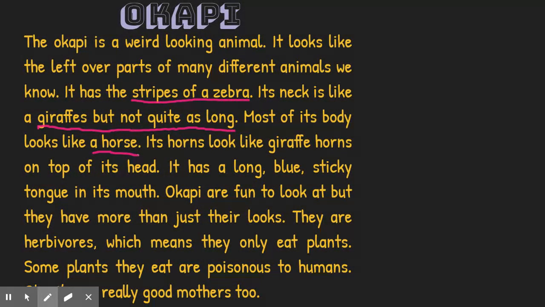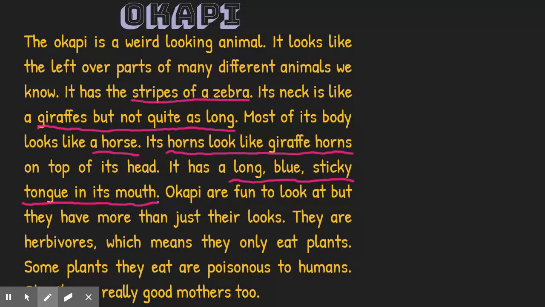Its horns, what? Its horns look like giraffes' horns. So like those little nubs that giraffes have. I know those are called horns. On top of its head, okay, well good. Most animals' horns are on top of its head. It has a long, blue, sticky tongue in its mouth.